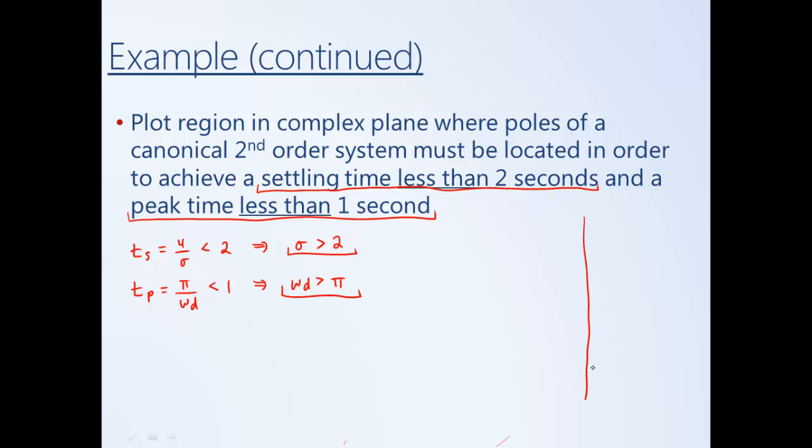So in terms of the complex plane, where again the horizontal is the real, the vertical is the imaginary, sigma corresponds to the real part of the pole, and omega d corresponds to the imaginary part of the pole. We want sigma to be greater than 2, so that means we want to be to the left of this vertical line. Faster is farther to the left, and we want omega d to be greater than pi, so that means we want to be above this horizontal line.